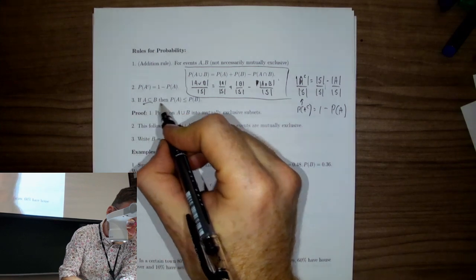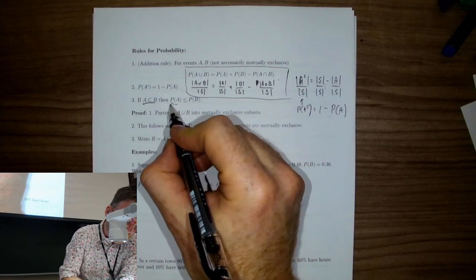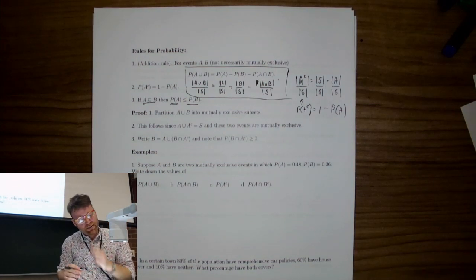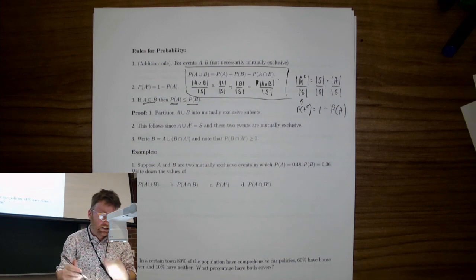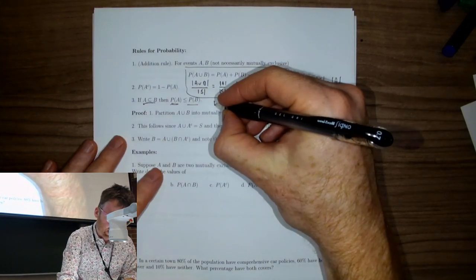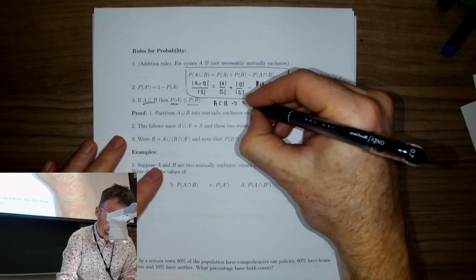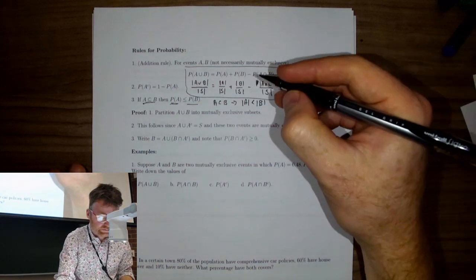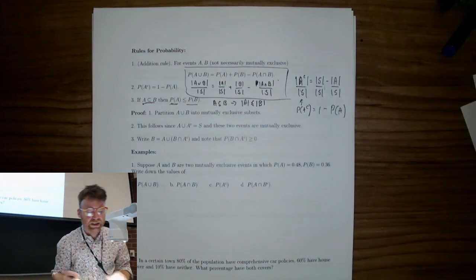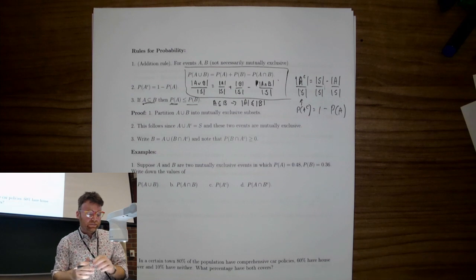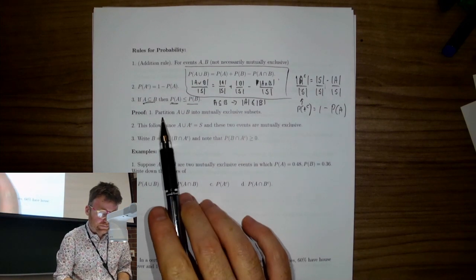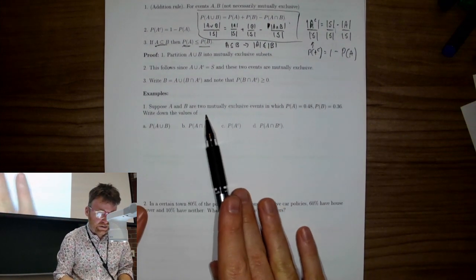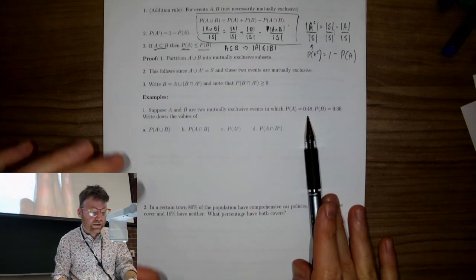And finally, if you have a subset, then the probability of A is less than or equal to the probability of B. I suppose we would say A subset of B means that the size of A is less than or equal to the size of B. There we go. Examples. Oh, and mutually exclusive.